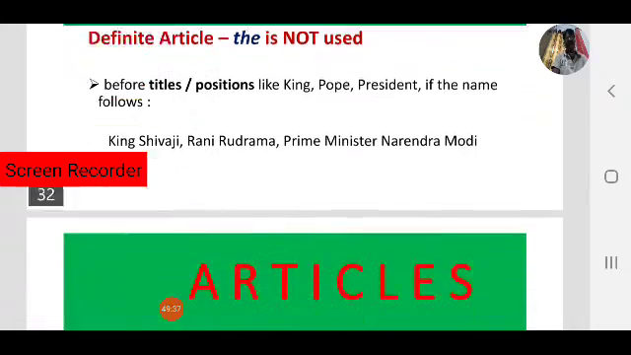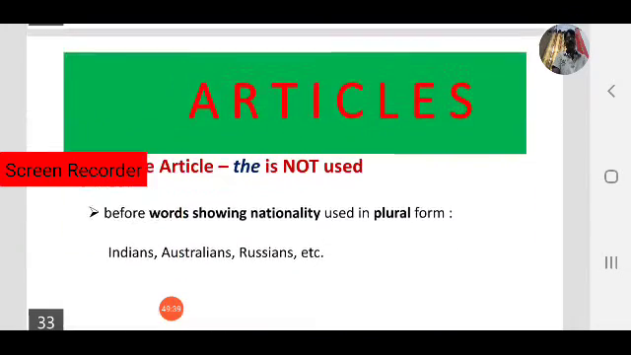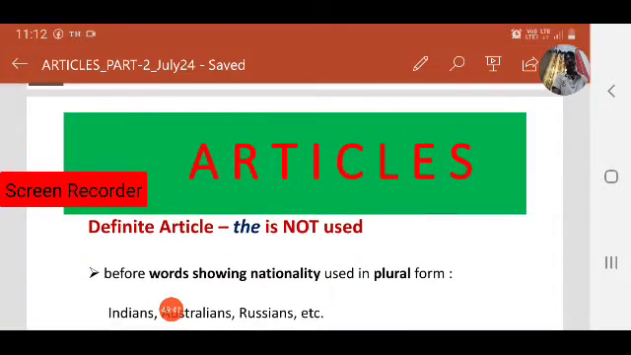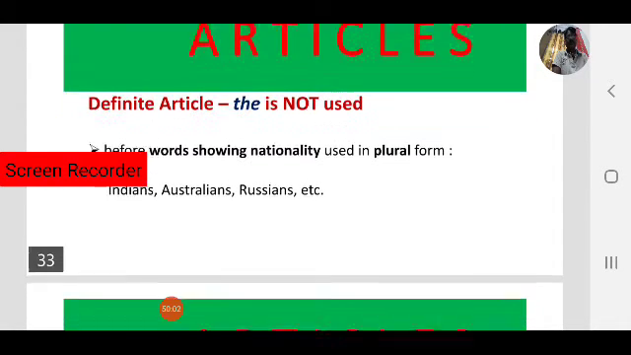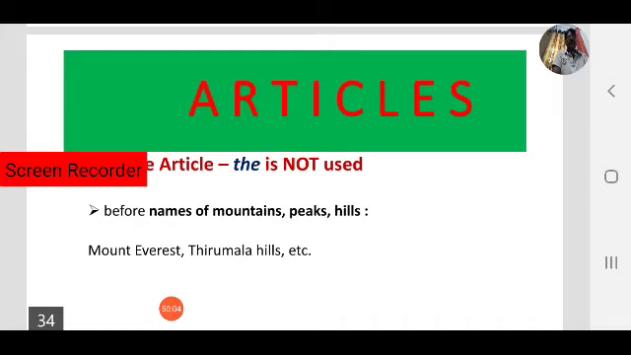Okay, next, the definite article the is not used before words showing nationality, used in plural form. Nationality, that is another case. Indians, Australians, Russians, Chinese, this is the nationality. Before this you need not use the definite article the.